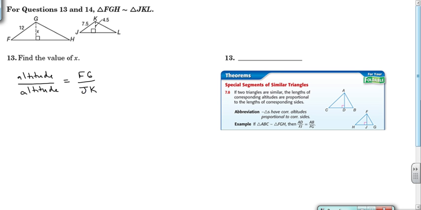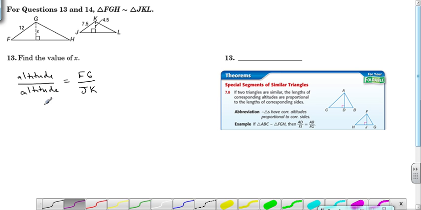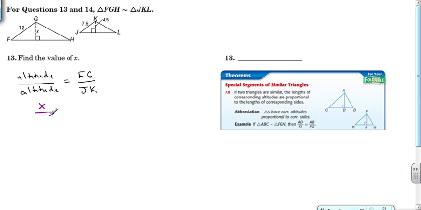So when I fill in what I know I have one altitude that's an x. On the other triangle, the altitude's 4.5. That's the same ratio as 12 compared to 7.5. So I have 7.5x, then I got to do 12 times 4.5.